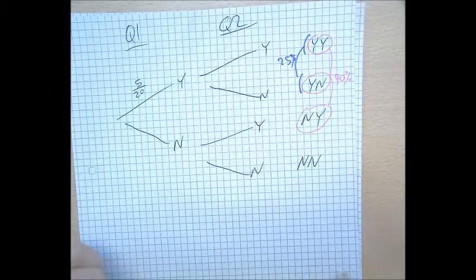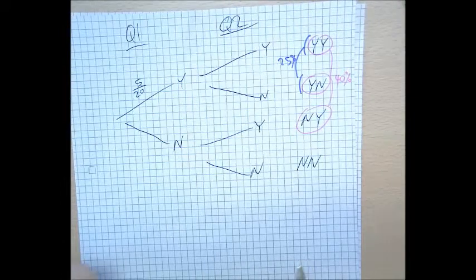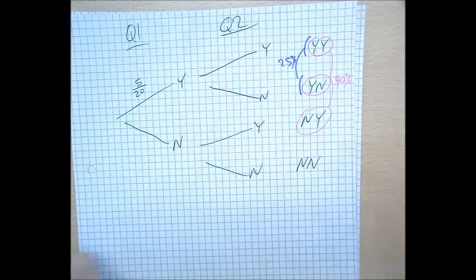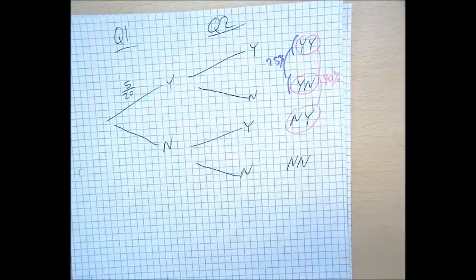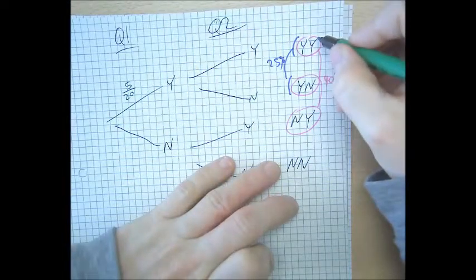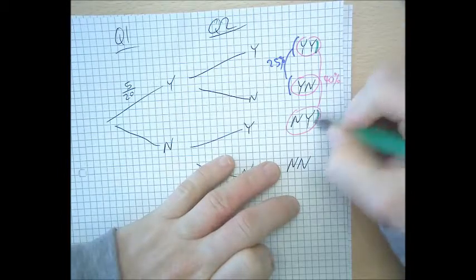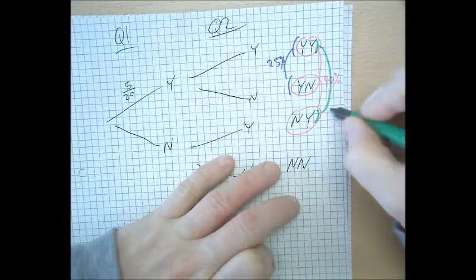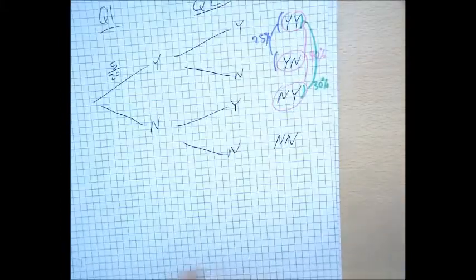The final piece of information is that 30% of people answered yes to the second question. Okay, so in other words, these green ones, they add up to 30%. Okay, now we've got enough information to complete the tree.